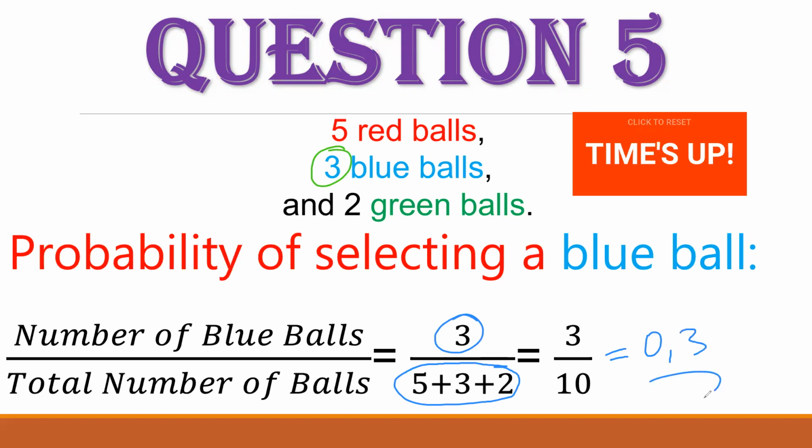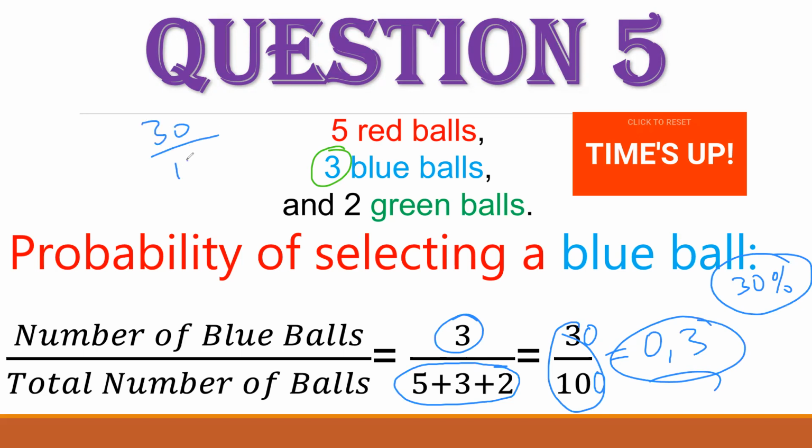0.3 is also right. Or percentage, just add 0 and 0 here, times by 10, 30% also right. So you can say 30%, 0.3, 3 over 10, 30 over 100, all correct. So any of these gives you another 10 points.